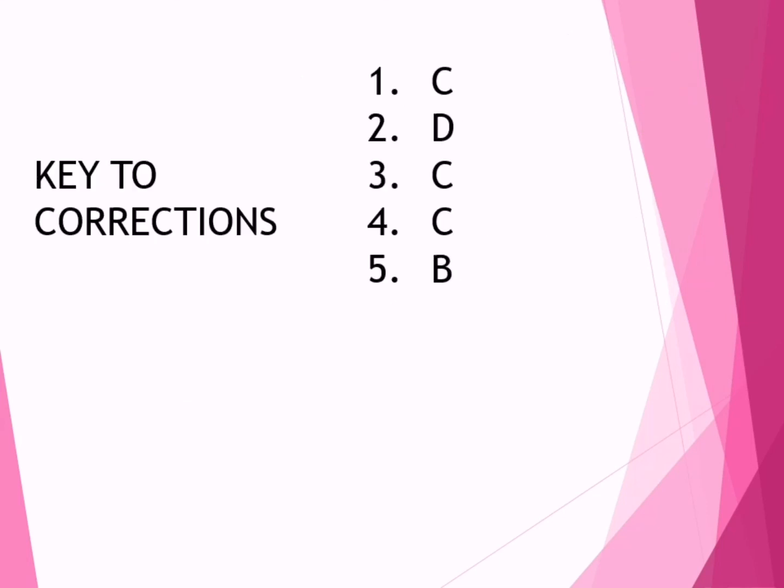Class, these are the answer keys. Number 1, letter C. Number 2, the answer is letter D. Number 3, the answer is letter C. Number 4, the answer is letter C. Number 5, the answer is letter B.